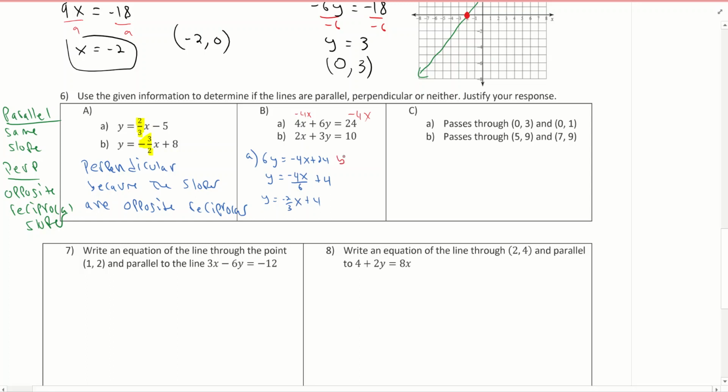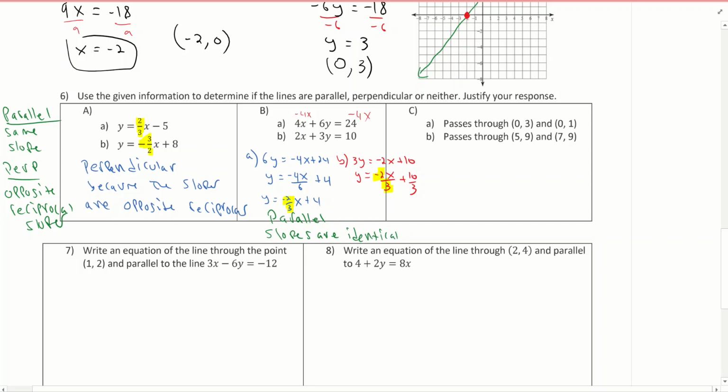And then for line B, we're going to do the same thing. We're going to subtract the 2x, so we're going to get 3y equals negative 2x plus 10. We're going to divide both sides by 3, so it's going to be negative 2x over 3 plus 10 over 3. And all we care about is the slopes to determine if they're parallel, perpendicular, or neither. So we're looking at those, and we see that the slopes are the same. So these lines would be parallel, right? Because the slopes are identical. The slopes are exactly the same.